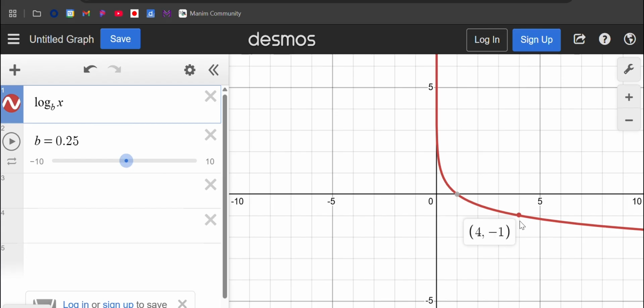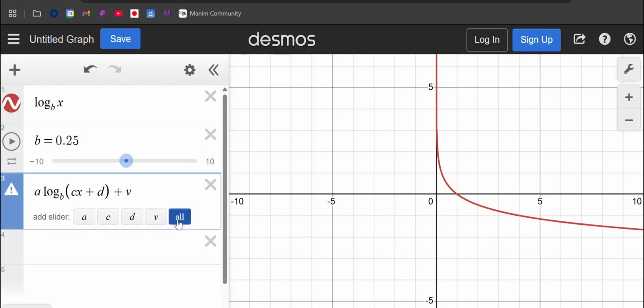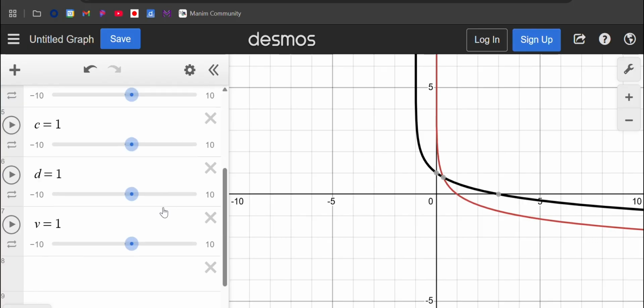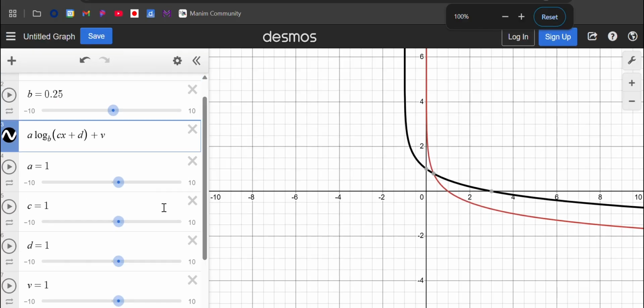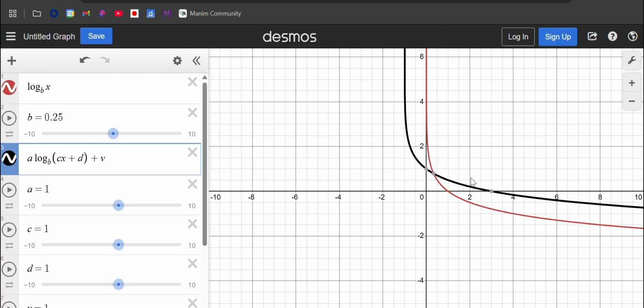So now let's look at some transformations. So I'm going to add a bunch of sliders here that represent all of the different possibilities that we might want for our transformations. Let me zoom out just a little bit. So let's select these in such a way. I'm going to keep b the same, and I actually want to graph the parent function as well so that you can see how that transformation is looking.